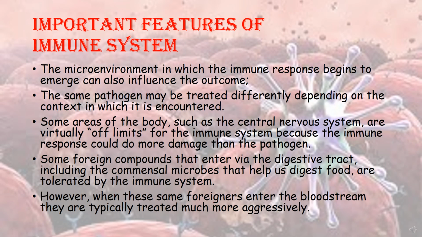Here are some important features of the immune system. The microenvironment in which the immune response begins to emerge can also influence the outcome. The same pathogen may be treated differently depending on the context in which it is encountered. Some areas of the body, such as the central nervous system, are virtually off-limits for the immune system. Response could do more damage than the pathogen.